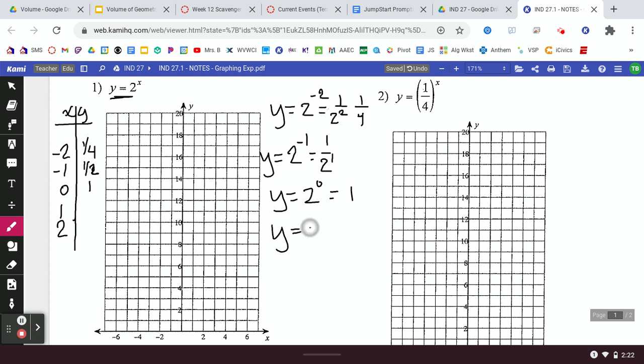So my next one, y equals 2 raised to the 1. Super simple. What's anything raised to the 1? It's itself. So when x is 1, y is 2. And then work it one more time, 2 raised to the second power, which is 4.